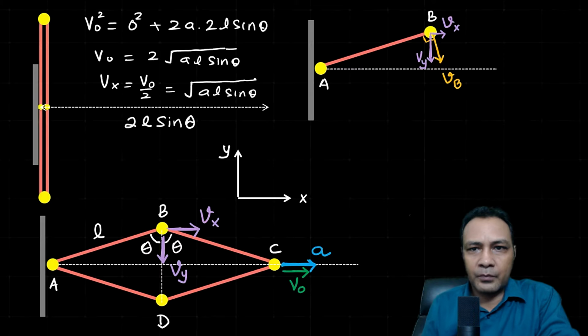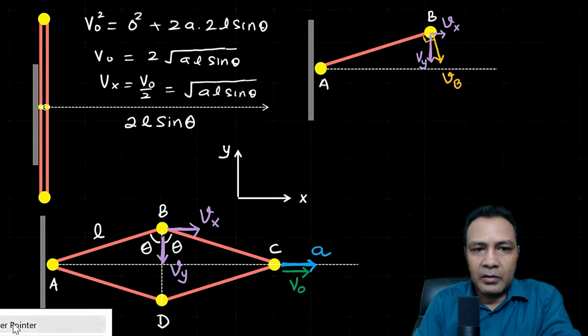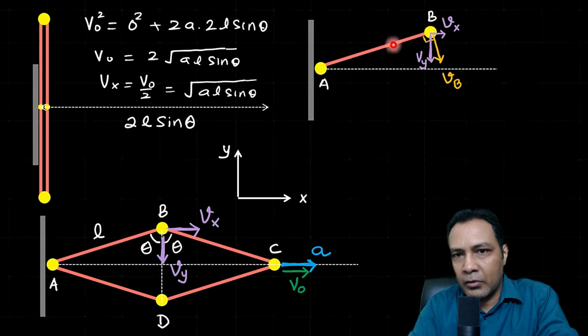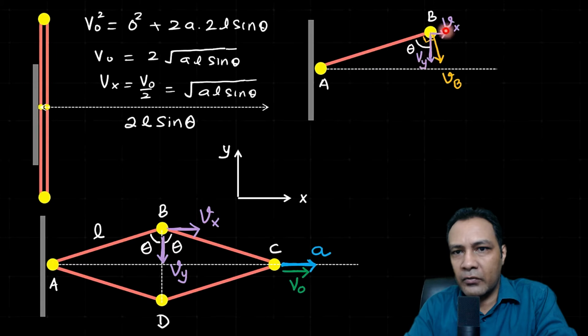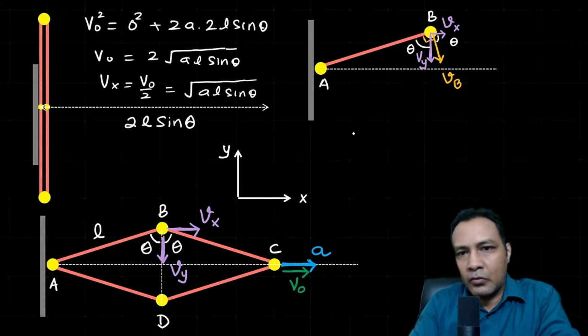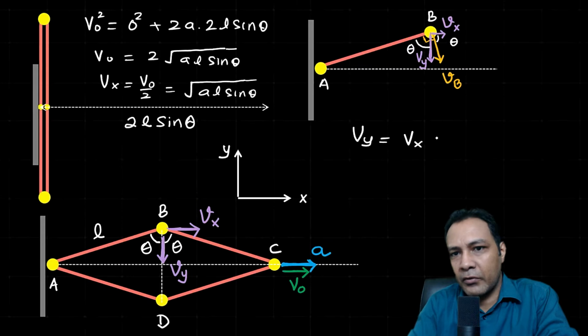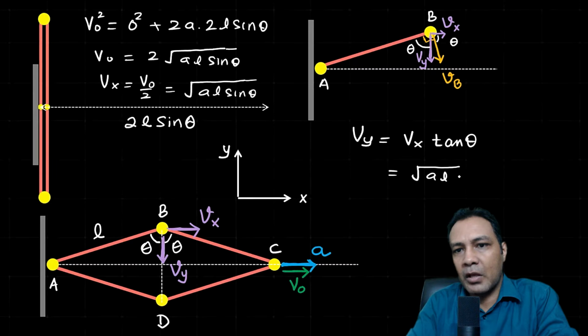For the y component, this constraint will help us. The resultant velocity is perpendicular to the rod, and this angle is theta. So this angle will also be theta. So Vx and Vy are connected by this constraint. This Vy would be Vx tan theta. So the y component of the velocity of the rod is the x component velocity multiplied by tan theta. So put the value of Vx here. So we will get the square root of aL sin theta into tan theta.